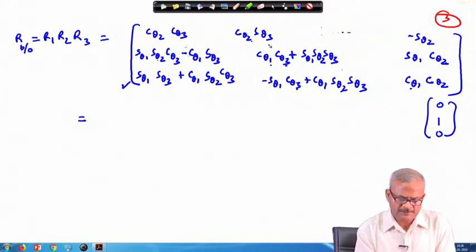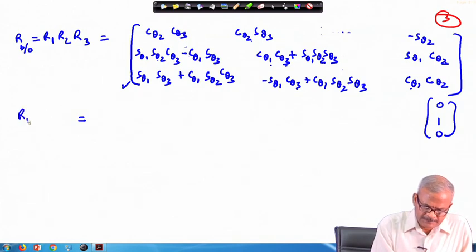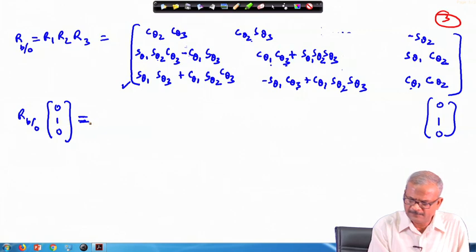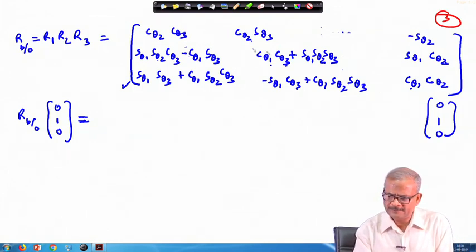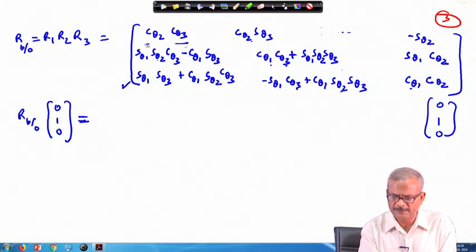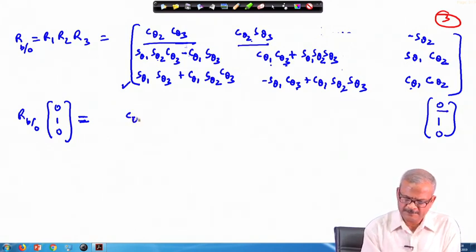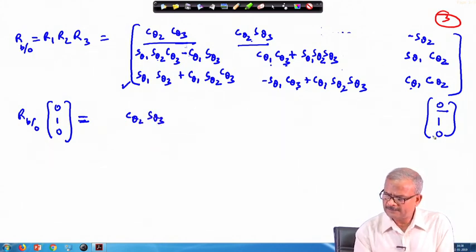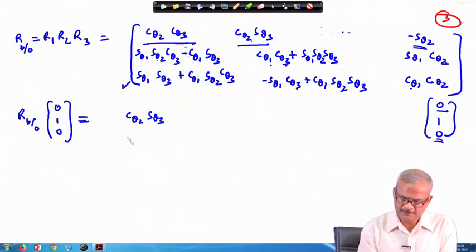See, if you check on this, on the left hand side we can write it like this, 0 1 0. This will then become equal to, see, the first one is 0 multiplied here; if I multiply this with this, it will be 0, and this will stand here, which is c theta 2 times s theta 3. And the last one, this part and this part will be 0.